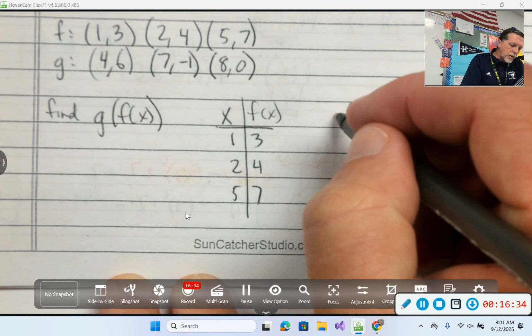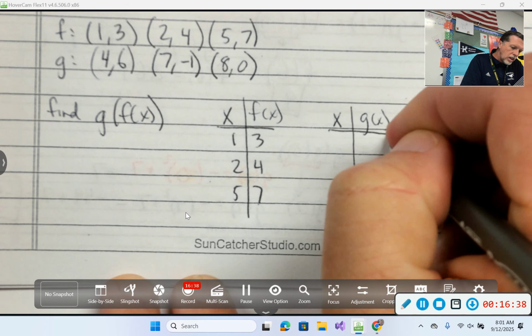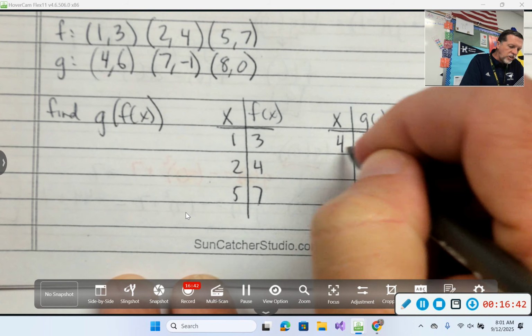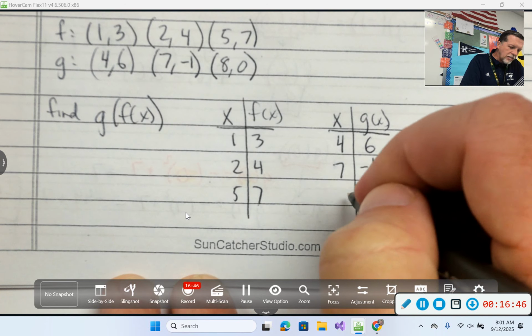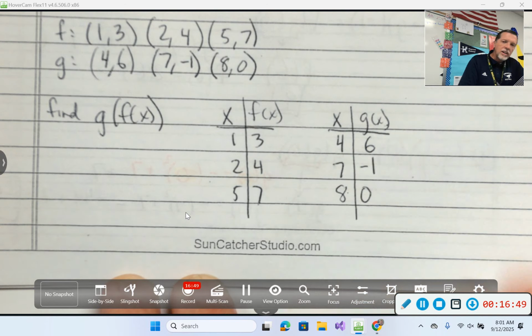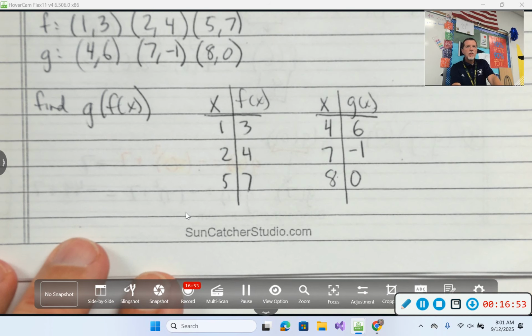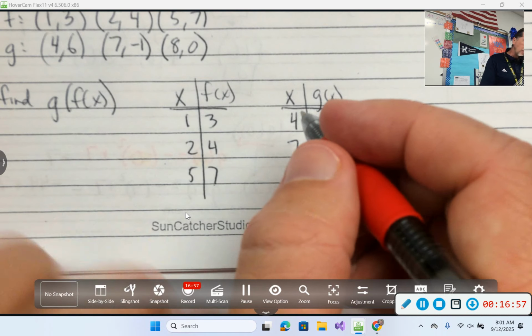And then let's do my g of x table. Again, I don't know what the equation is, but g turns 4 into 6, and 7 into -1, and 8 into 0. We'll do another table in a minute.